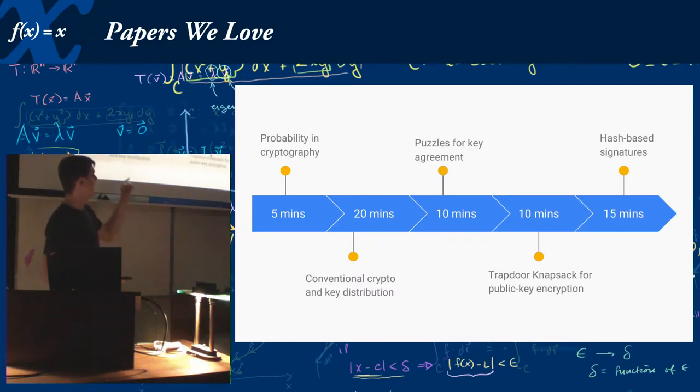So that's pretty cool. And then the last thing we're going to talk about is hash-based signatures, which is a really cool method for making signatures that are actually still secure today and are quantum resistant, as opposed to everything else we use today. So that's kind of neat. And this is from 1979, and it's still secure.